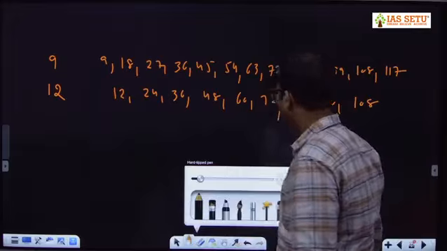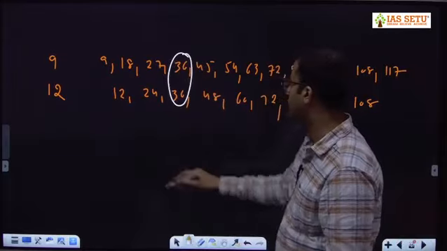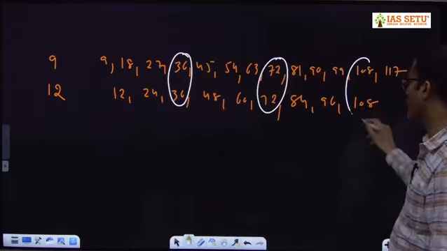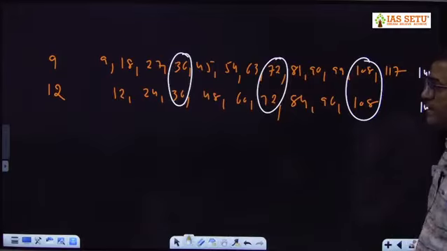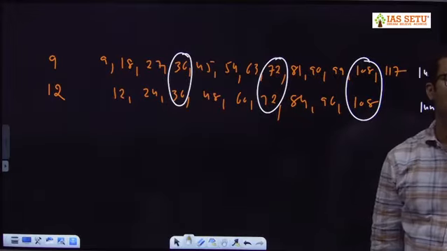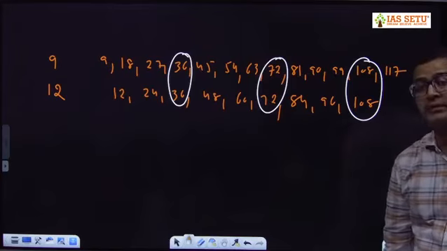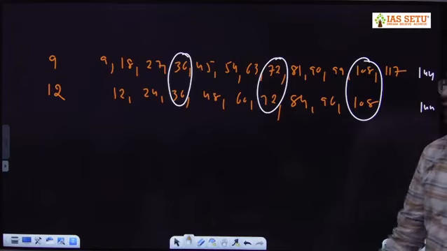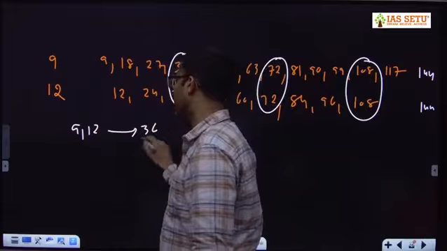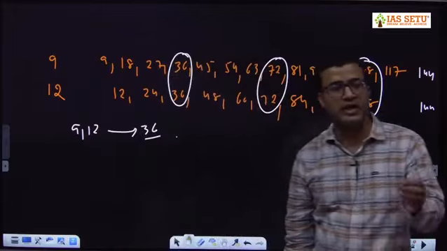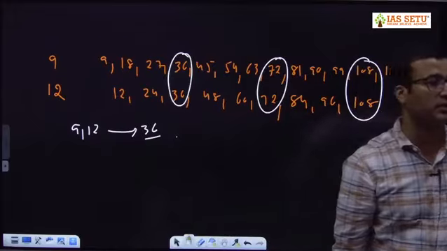Now what are the common multiples you can see? 36, 72, 108, 144, then 180 and so on. These are common multiples. But tell me, out of these common multiples, which one is least? 36. So this 36 is your LCM of 9 and 12. You can find it. अब किसी भी मेथड से 9 और 12 का LCM निकालो, I guarantee it will be 36.